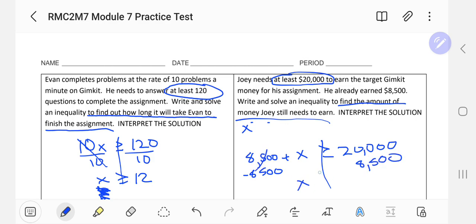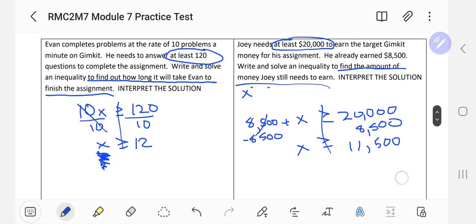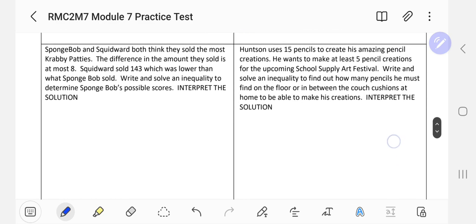And we're going to get X is greater than or equal to what he needs to earn to get to his target, and that's going to be 11,500 GimKit bucks. All right, so he needs to get at least 11,500. All right. Moving on.